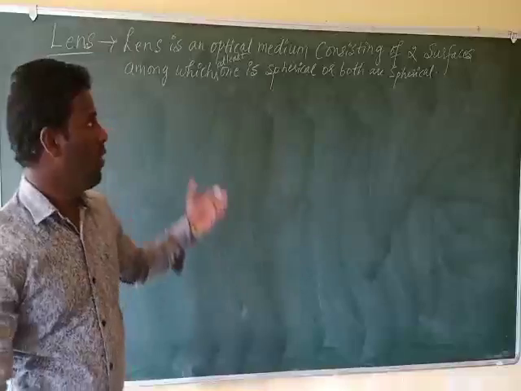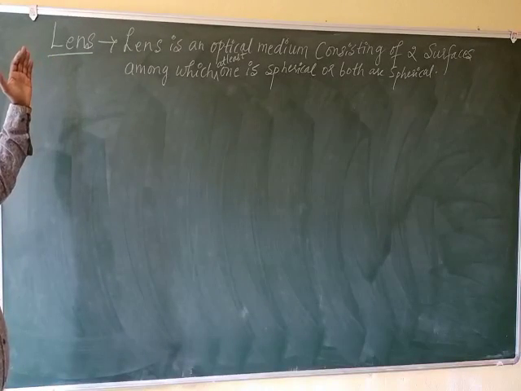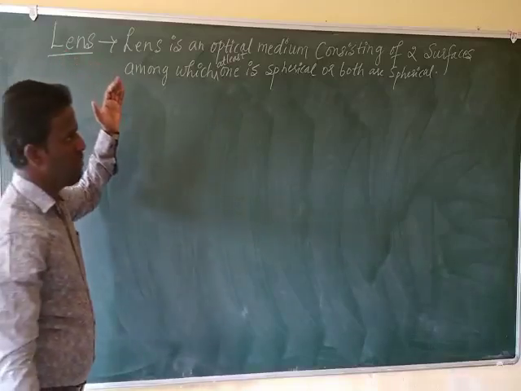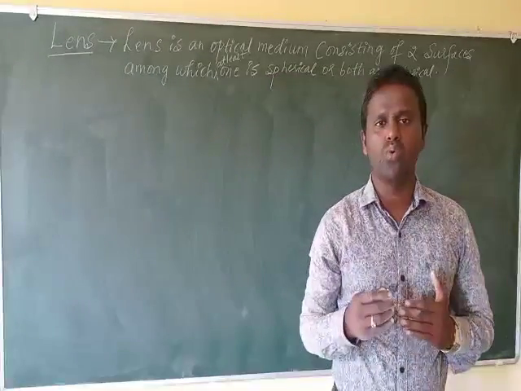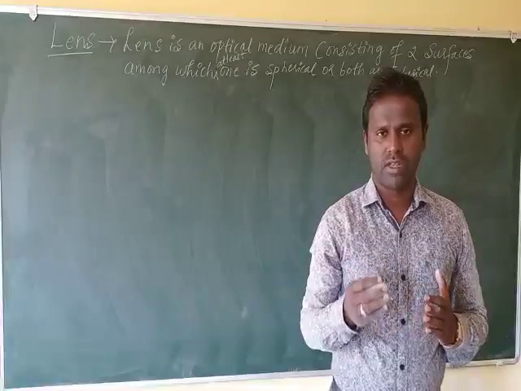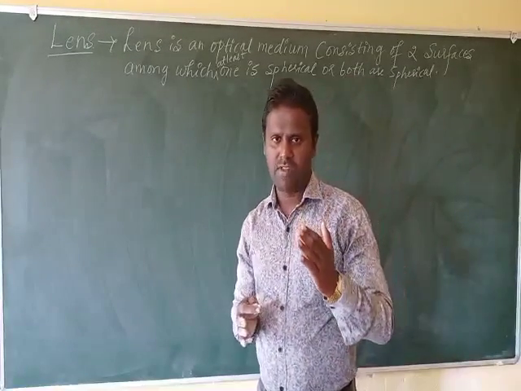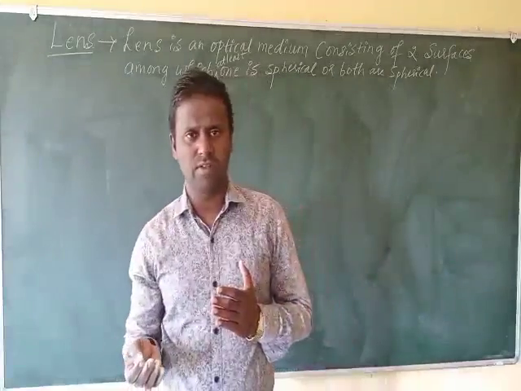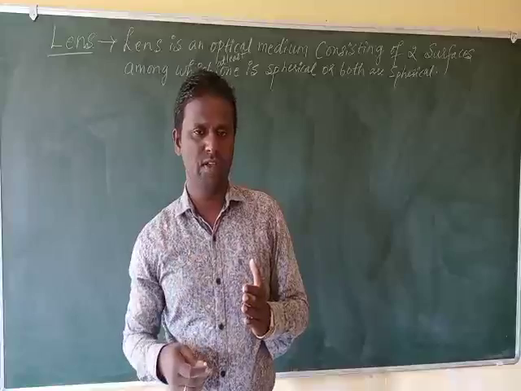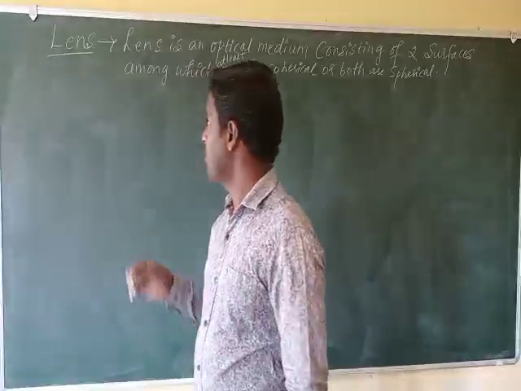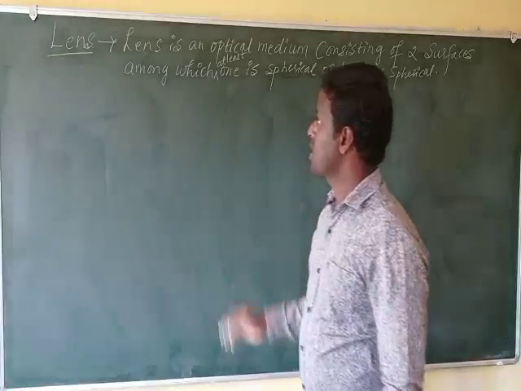So here, what is the main function of a lens? It undergoes refraction. So here the refraction takes place two times, as it has two surfaces, either spherical surfaces, or one a plane surface and another a spherical surface, or cylindrical and plane surface, like that. And the main function is refraction of light.